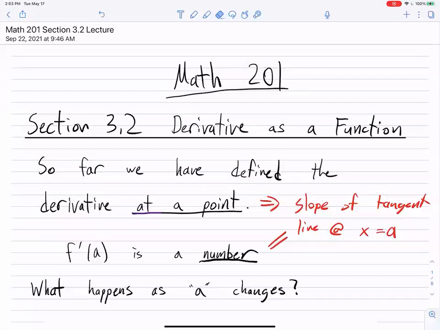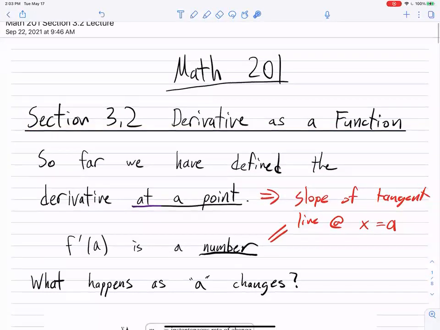Hello, Math 201. Today we start section 3.2, the derivative as a function. So far we've defined the derivative at a point, right? And this is the slope of the tangent line at x equals a. So in particular, f prime of a is a number, and that number is the slope of the tangent line, right? How steep it is, or positive, negative.